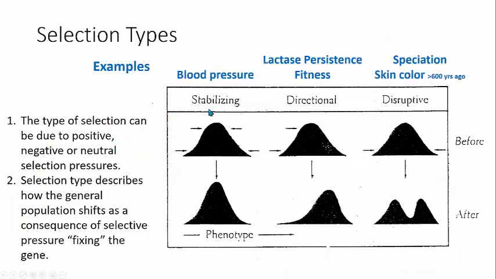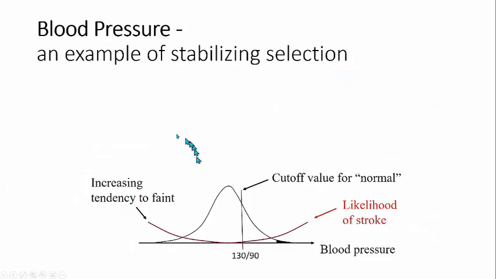Selection comes in 3 types: stabilizing selection, directional selection, and disruptive selection. These basically just say what is happening to the population, and we'll now walk through a few of these.